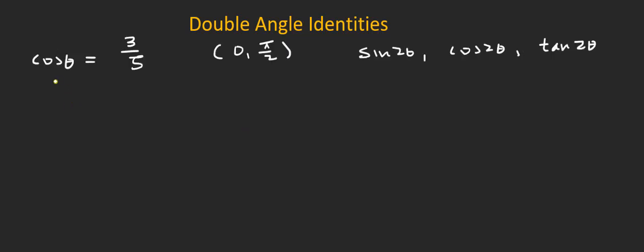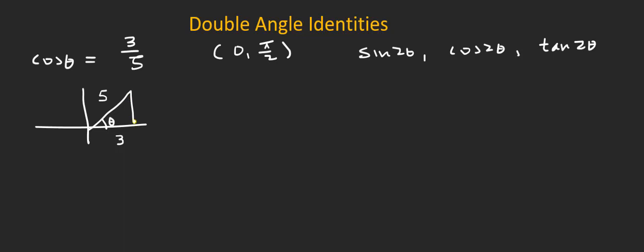Let's take a look at an example. We're given that cosine theta is 3 over 5, and theta has a restriction. It's from 0 to pi over 2, which means that theta is in the first quadrant. Now we have to find sine 2 theta, cosine 2 theta, and tangent 2 theta. Since cosine theta is 3 over 5, that means this value right here is 3, and that's going to be 5. Remember, it's x over r.